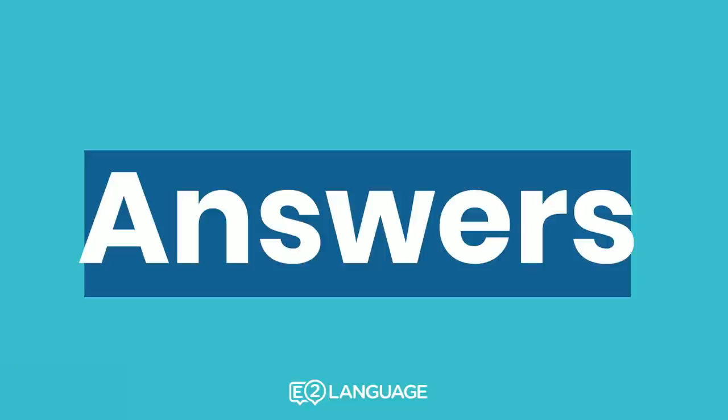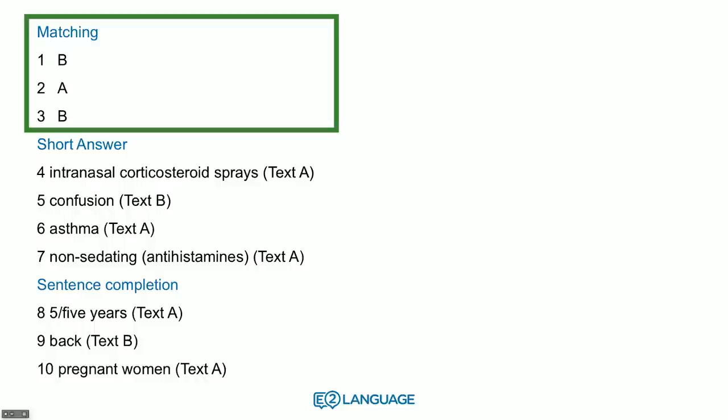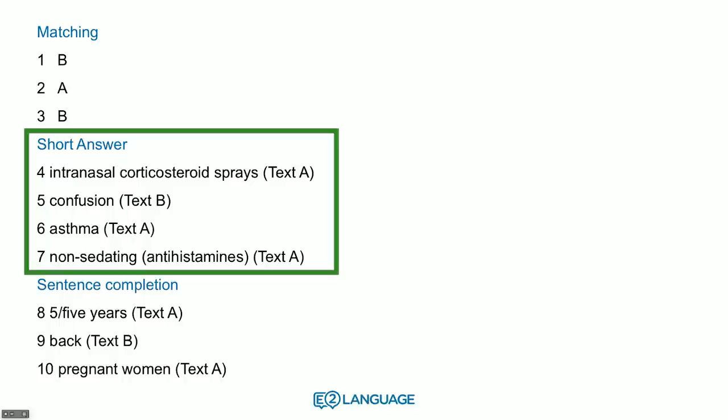Okay, so matching questions. Number 1 was text B. You just write B. Number 2 was A. Number 3 was B. Short answer, intranasal corticosteroid sprays, which was from text A. You do not need to write text A on test A. That's just for our purposes here. You just write the words from the text. Number 5, confusion. 6, asthma. 7, non-sedating or non-sedating antihistamines would be correct. Either of those. Hopefully you copied down the hyphen there with non-sedating.